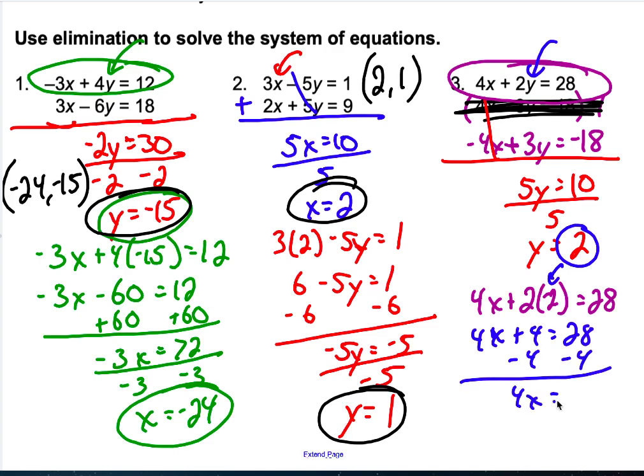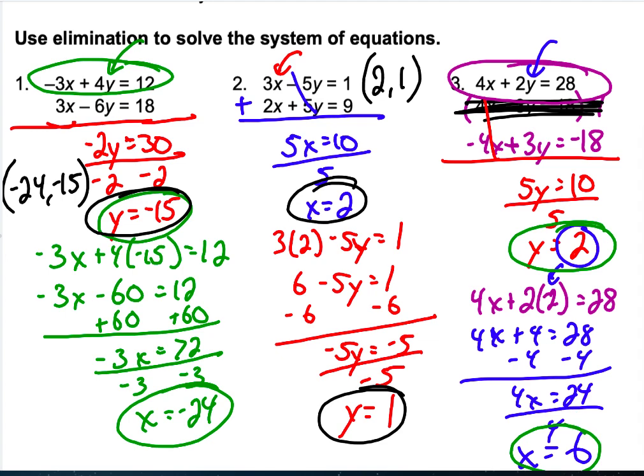Solve my quick little equation here. And I get x is equal to 6. So I had a y of 2 and x of 6. So my solution is 6 comma 2. So that's our basic steps for elimination.